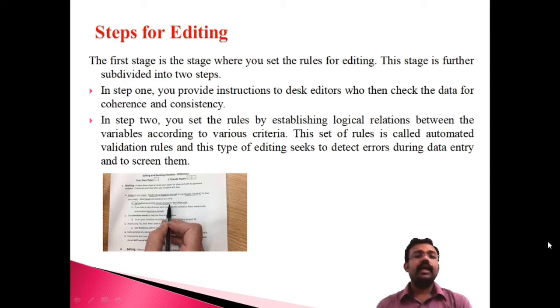That means from the researcher's point of view, first you give the instruction to the editors.